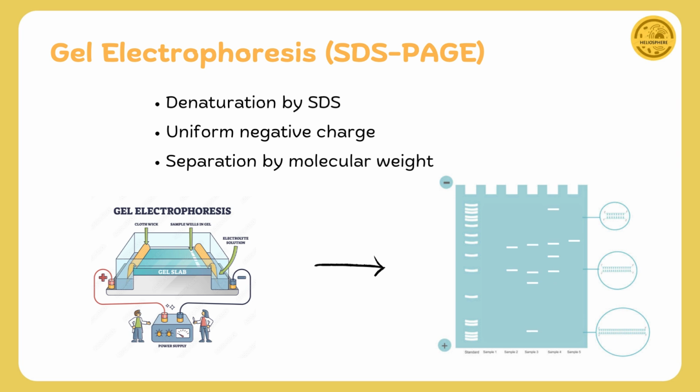Let's start with gel electrophoresis, especially SDS-PAGE. Imagine running a race but on a gel track. SDS gives proteins a uniform negative charge so they run towards the positive end with the smaller proteins running faster. It's like a protein marathon.